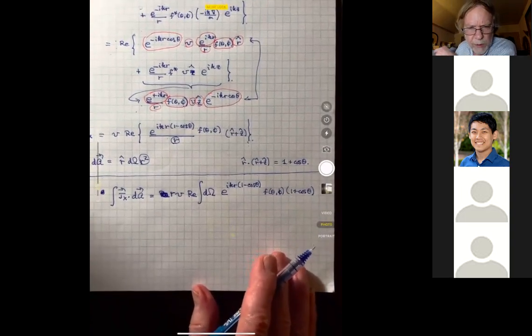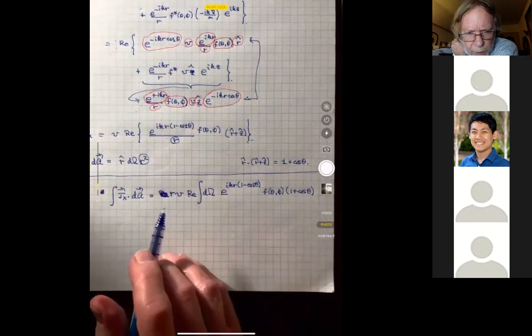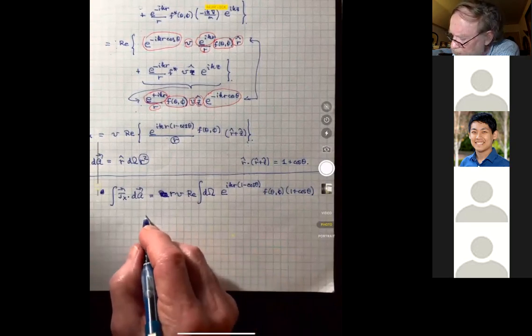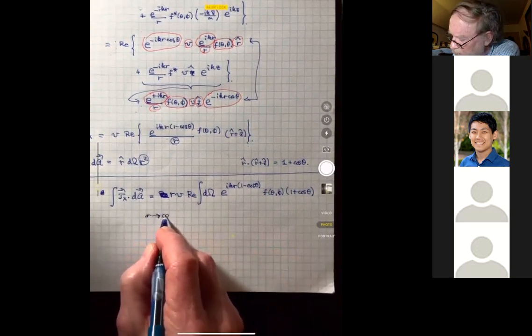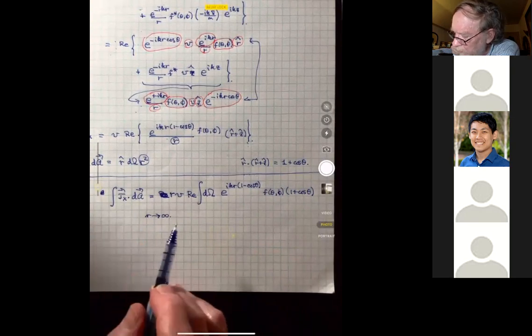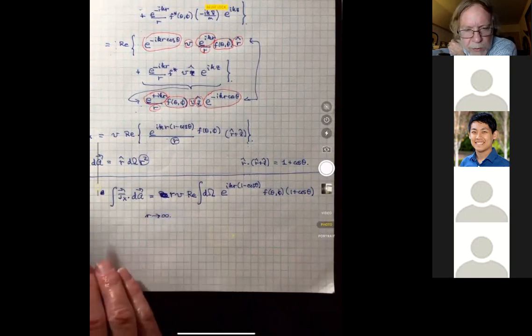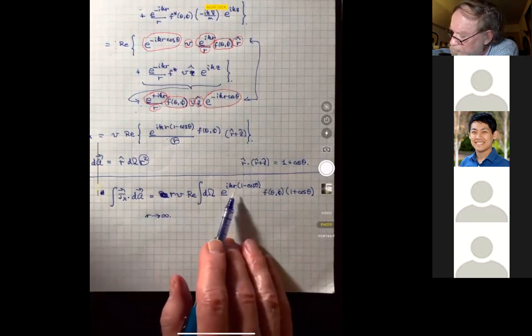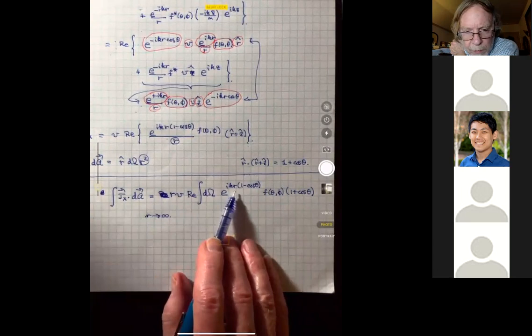Okay, so it's a little bit complicated to derive it, but here we are. Now we need the value of this integral in the limit that r goes to infinity. And since it's multiplied by r like that, you might think the answer is infinite, which of course wouldn't make sense. However, the integrand has got a factor of r there as well, e to the ikr.